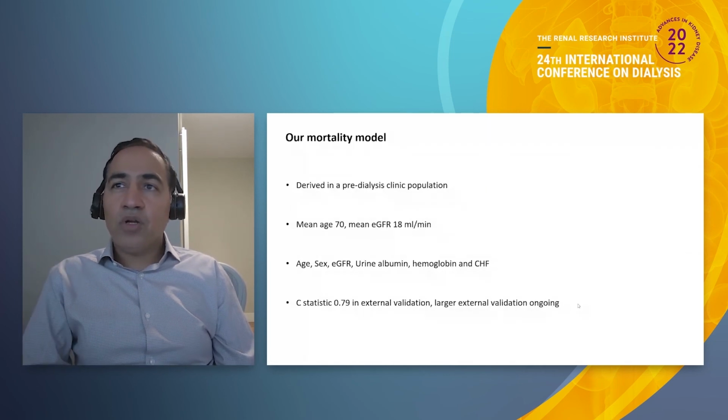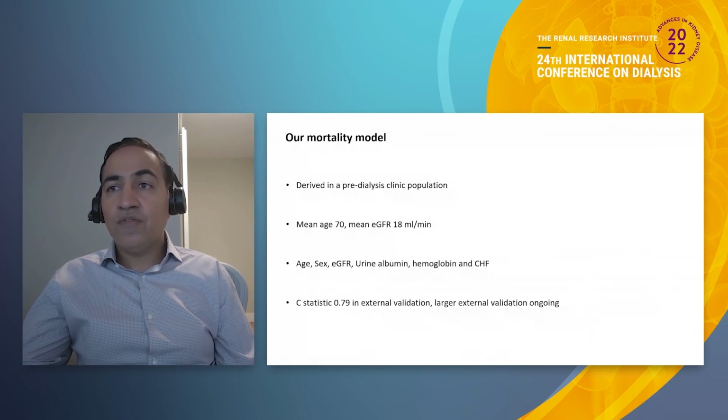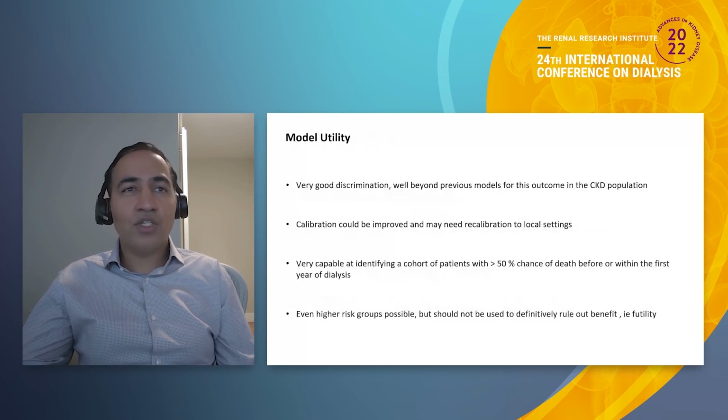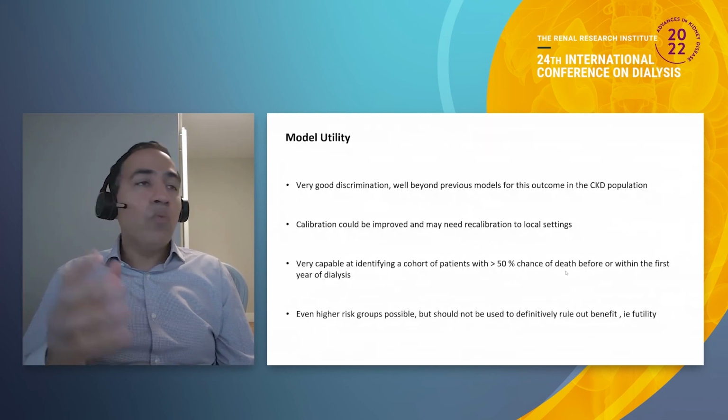So we derived our model in a pre-dialysis clinic population. The mean age was 70, the mean eGFR was 18. We used age, sex, GFR, ACR, our key 4 variables, hemoglobin, and CHF. And in an external validation, our C statistic again, 0.79, and a larger external validation is ongoing. So ultimately, we've built here a very good discriminatory model well beyond the previous models for this outcome.